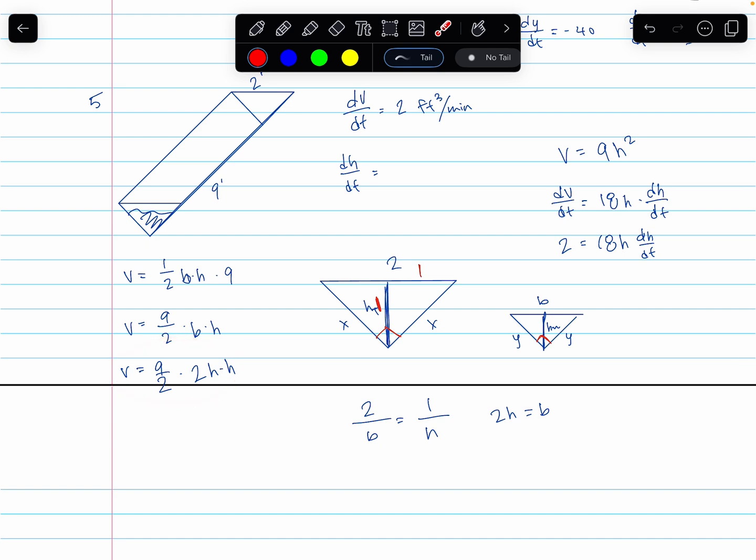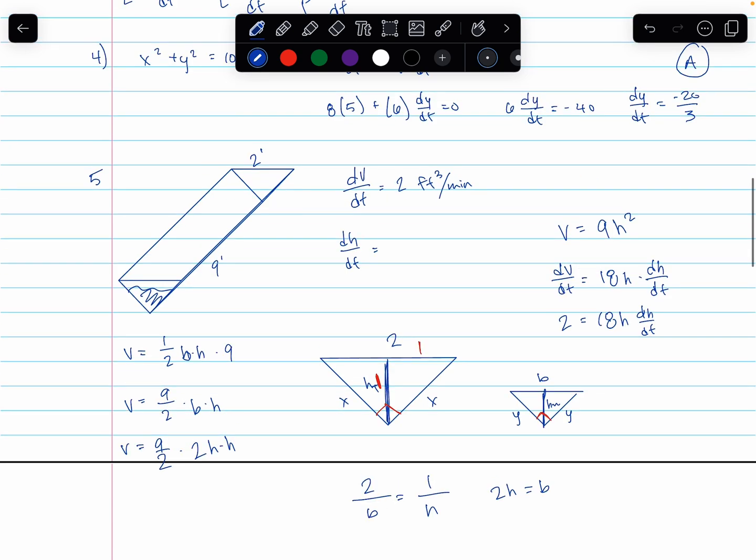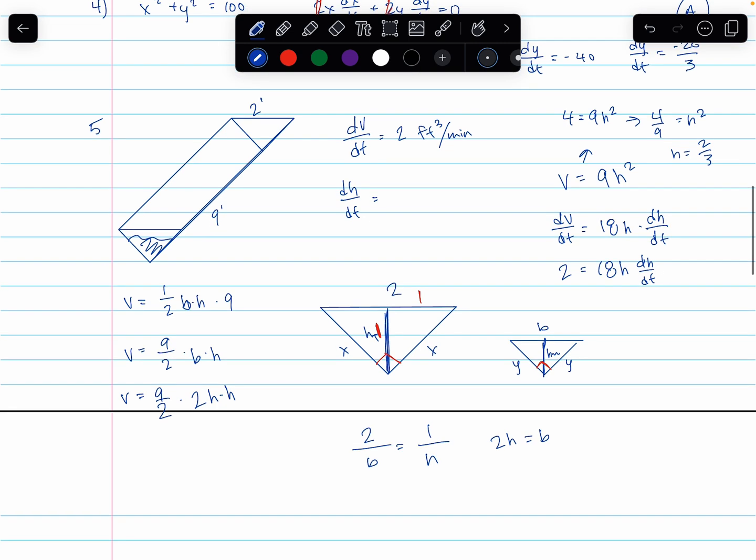So before, I said that the volume is going to be 4 after 2 minutes, right? So 4 is going to be equal to 9 times h squared, divide by 9. So I get 4/9 is equal to h squared. Take the square root, so h is going to be equal to 2/3. So I can plug that in right there.